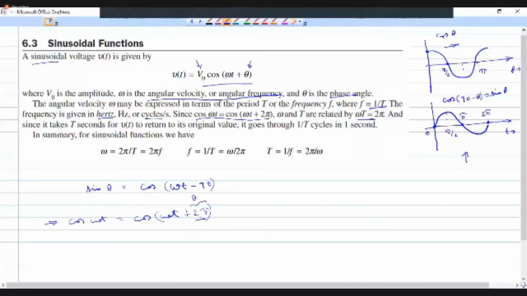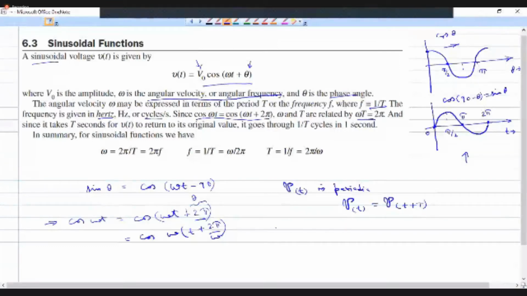Okay. Now what happens when we take out omega here? We can write cos of omega t plus 2 pi as cos of omega into t plus 2 pi by omega. We can write like this, right? Now we have defined a periodic function, that is v of t is periodic, if we can express this as v of t is equal to v of t plus some capital T, where T is called the time period of this function, right?